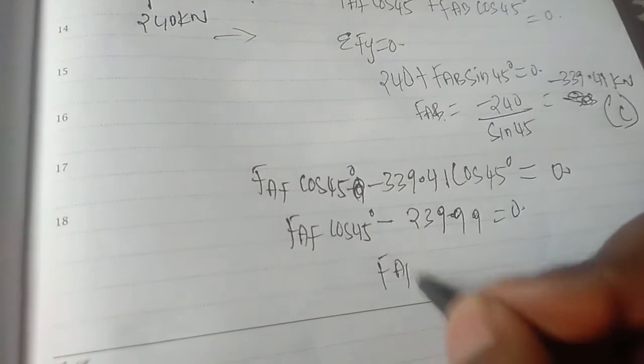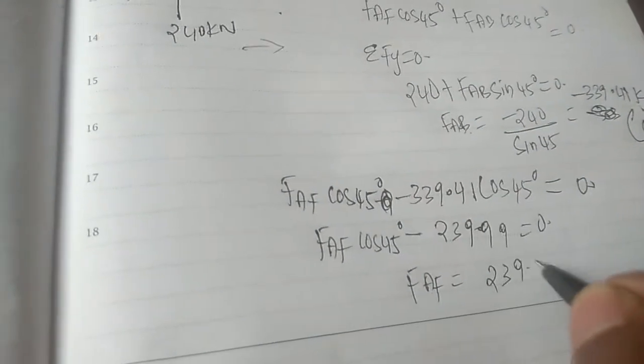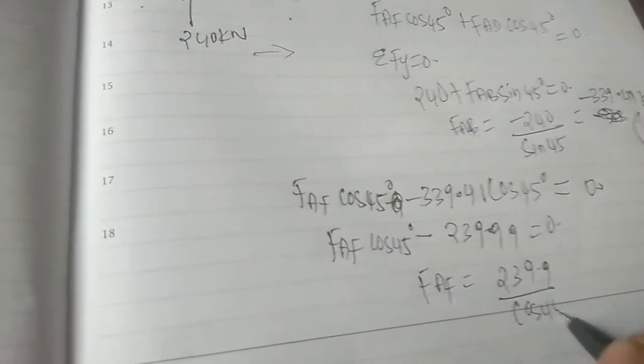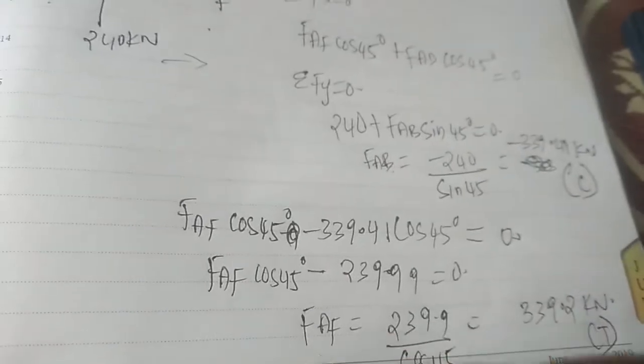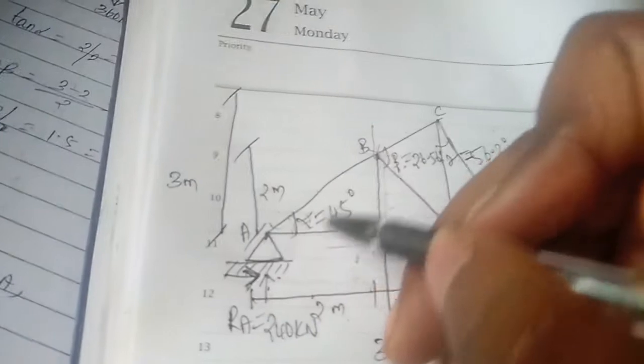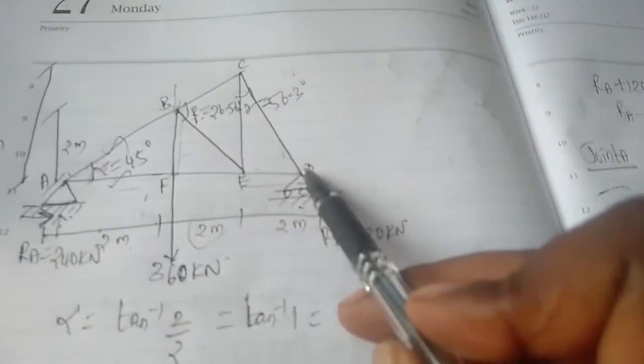So FAF is equal to 239.9 divided by cos 45, which is equal to 339.2 kilonewton. So it is in tension. So you have calculated FAF and FAB. According to your diagram, FAF and FAB you have calculated. Next one, you have to go for this joint D, these two things.